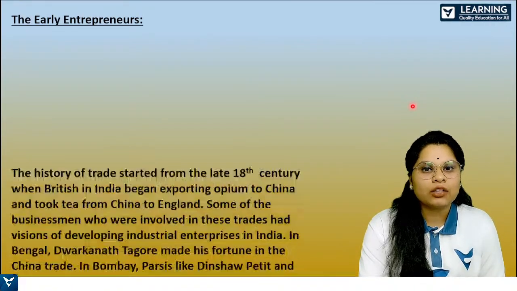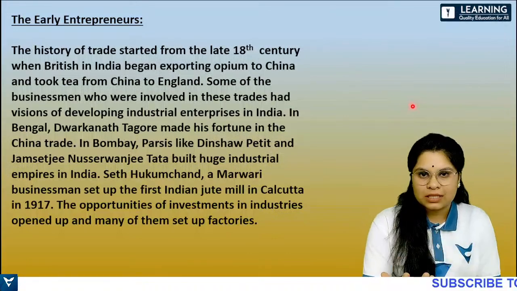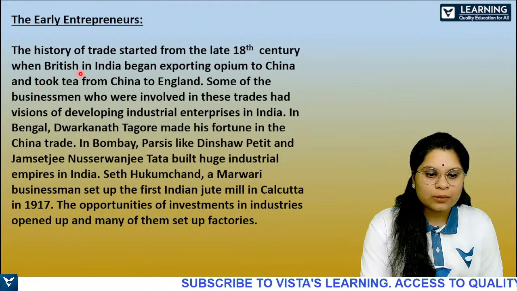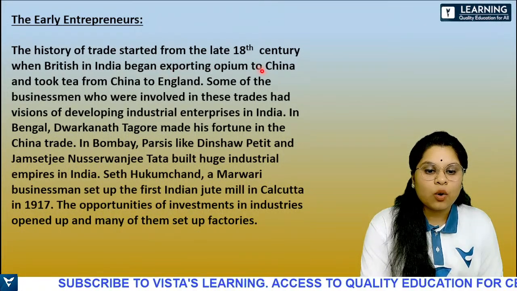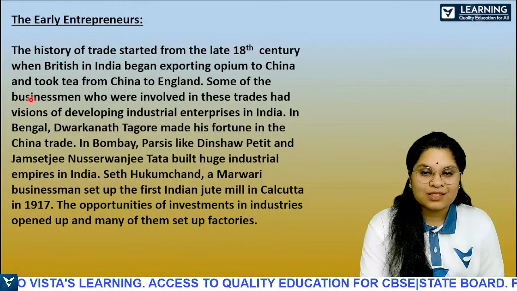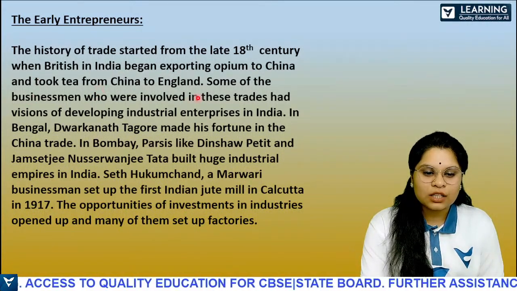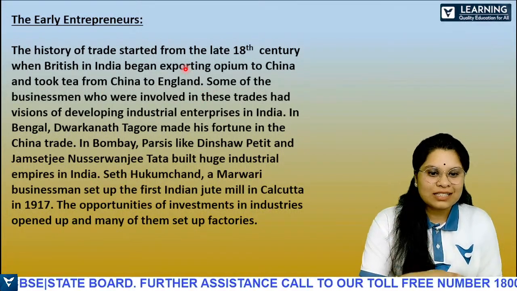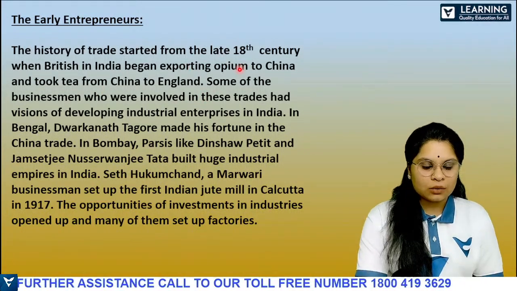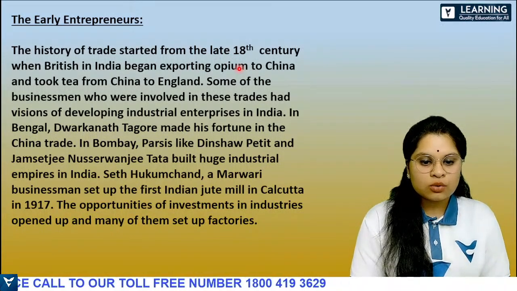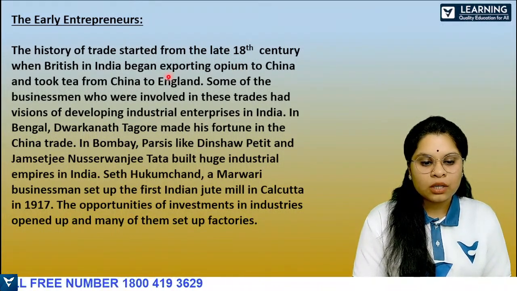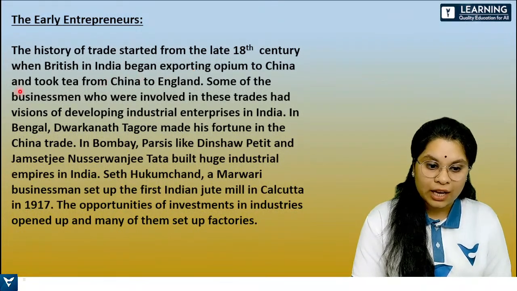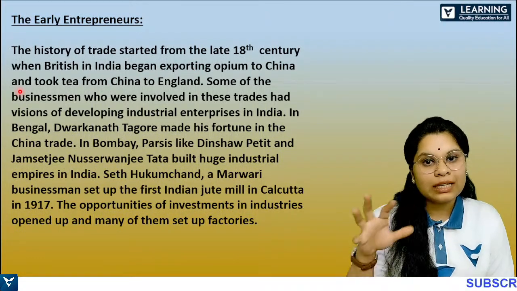Next is the early entrepreneurs, who were doing their own business. The history of trade started from the late 18th century, when the British in India began exporting opium to China, and took tea from China to England. Basically it was a barter process, a give and take process. Opium is a type of plant. It was exported by the British from India to China, and they took tea from China to England.